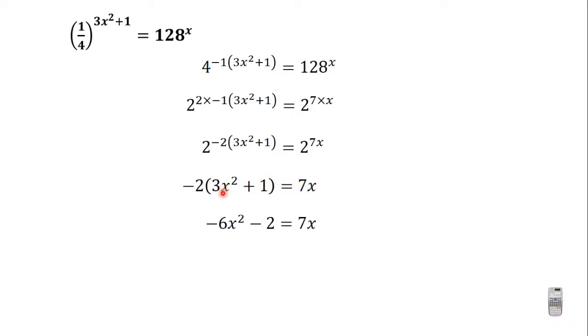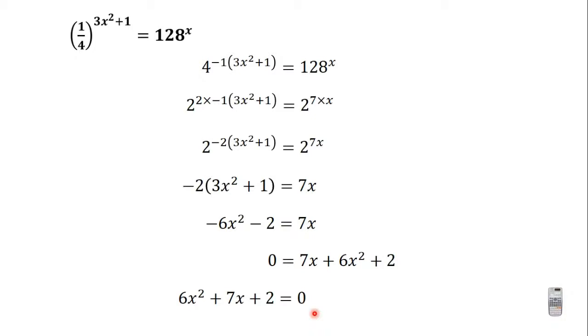So you say that minus 2 into bracket 3x squared plus 1 is equal to 7x. We expand this bracket. You have minus 6x squared minus 2 is equal to 7x. This is a quadratic equation. So we arrange it well so that you'll be able to solve the quadratic equation. So I'll take all the terms on the left hand side to the right hand side. If I take everything from here, you'll be left with 0. So 0 is equal to 7x plus 6x squared plus 2. Rearranging it, you have 6x squared plus 7x plus 2 is equal to 0.